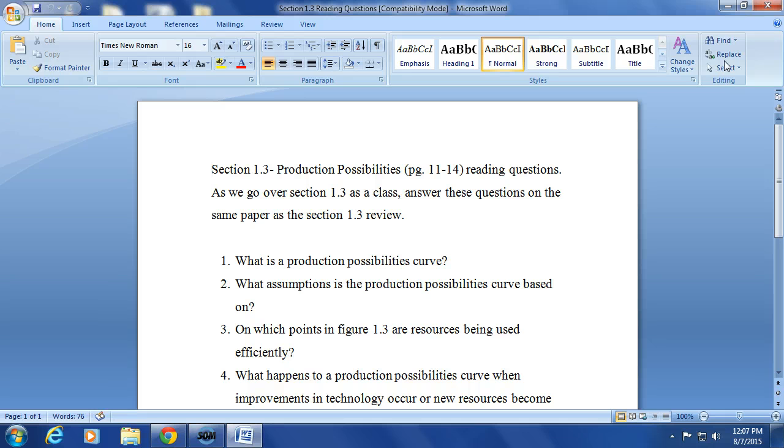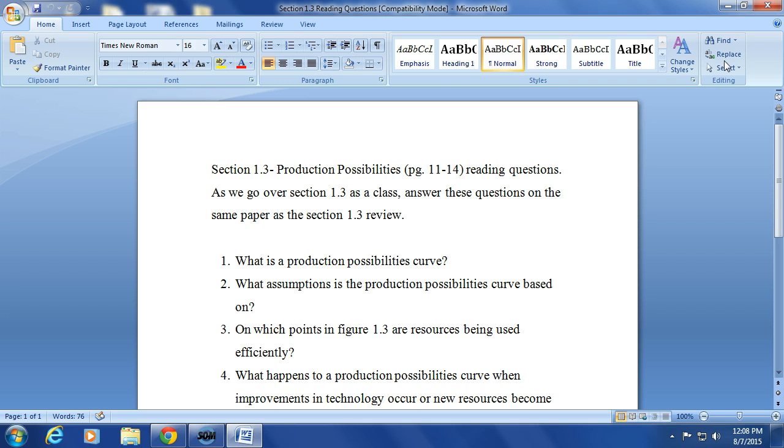Now, if you look at points A, B, C, D, and E, you can see those 5 points are lying on the production possibilities curve. If you have a point that is on the production possibilities curve, then at that point, resources are being used efficiently. So points A, B, C, D, and E are all considered an efficient use of resources because they lie upon the production possibilities curve.